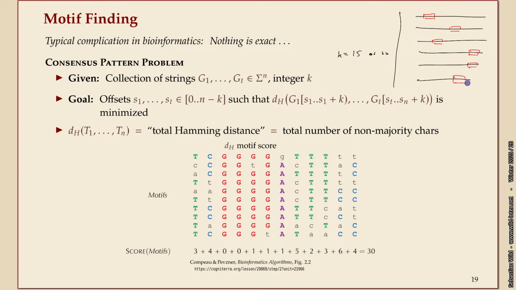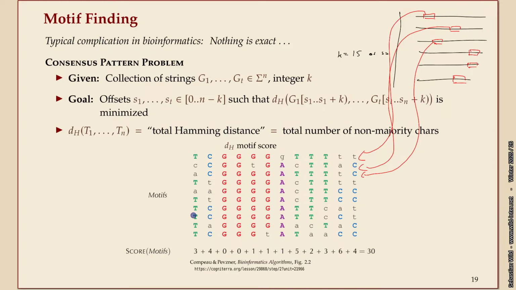The positions are not really what we care about. What we care about is the content of these strings. If you write these strings on top of each other, so you should think of this being the first row here, this being the first and second row, third row, and so on, then there should be a fairly conserved pattern. And in formal terms, what we mean with this total Hamming distance, what we minimize here, is the number of characters. So in each column, you determine what's the most frequent character, and you count the number of others.